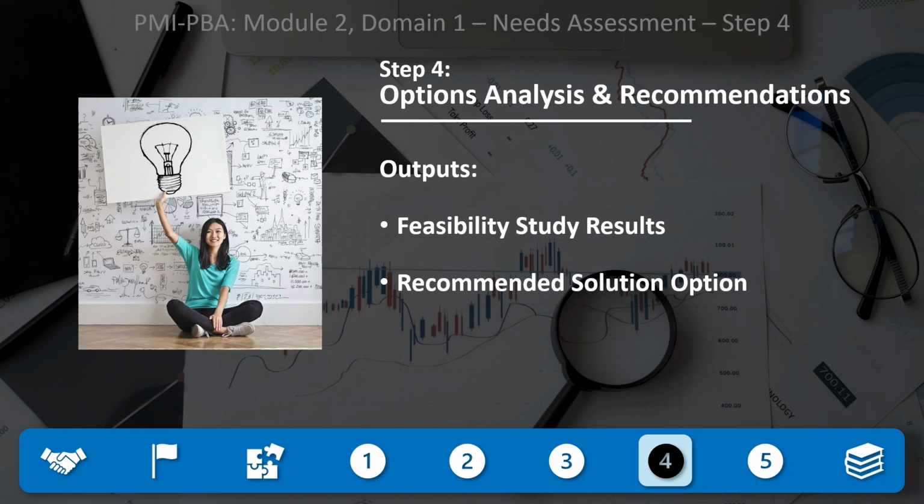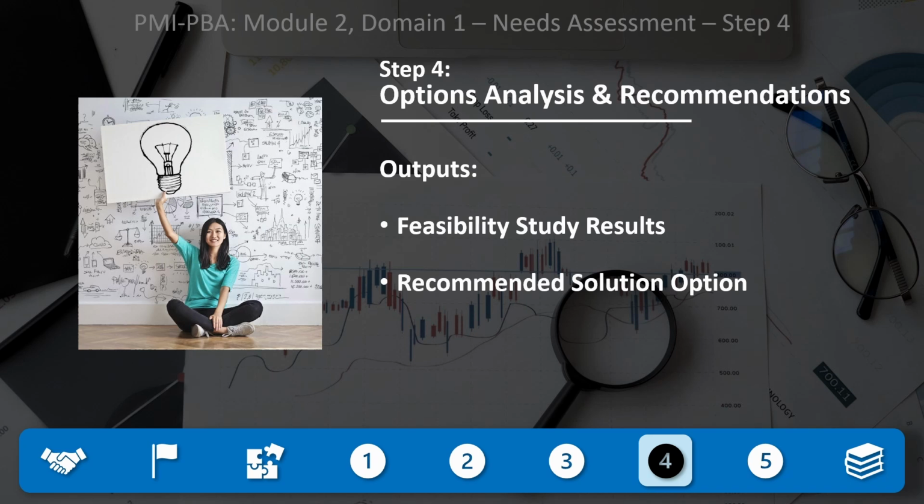The outputs of this step are twofold. First, the results of the feasibility study, which document the analysis of each option, and second, a recommended solution option, supported by evidence. This recommendation is not just about what is technically possible, but what is most viable in terms of business value, risk appetite, and alignment with strategy.